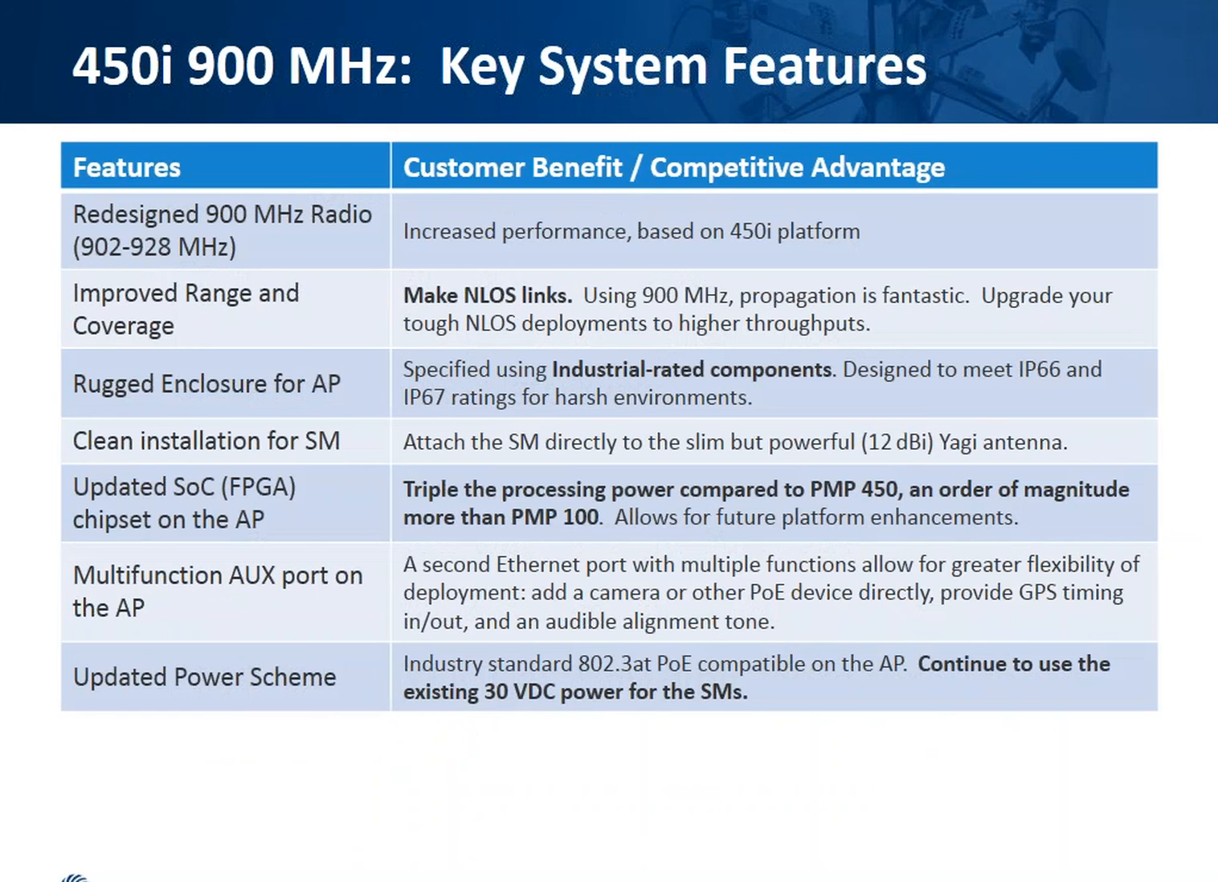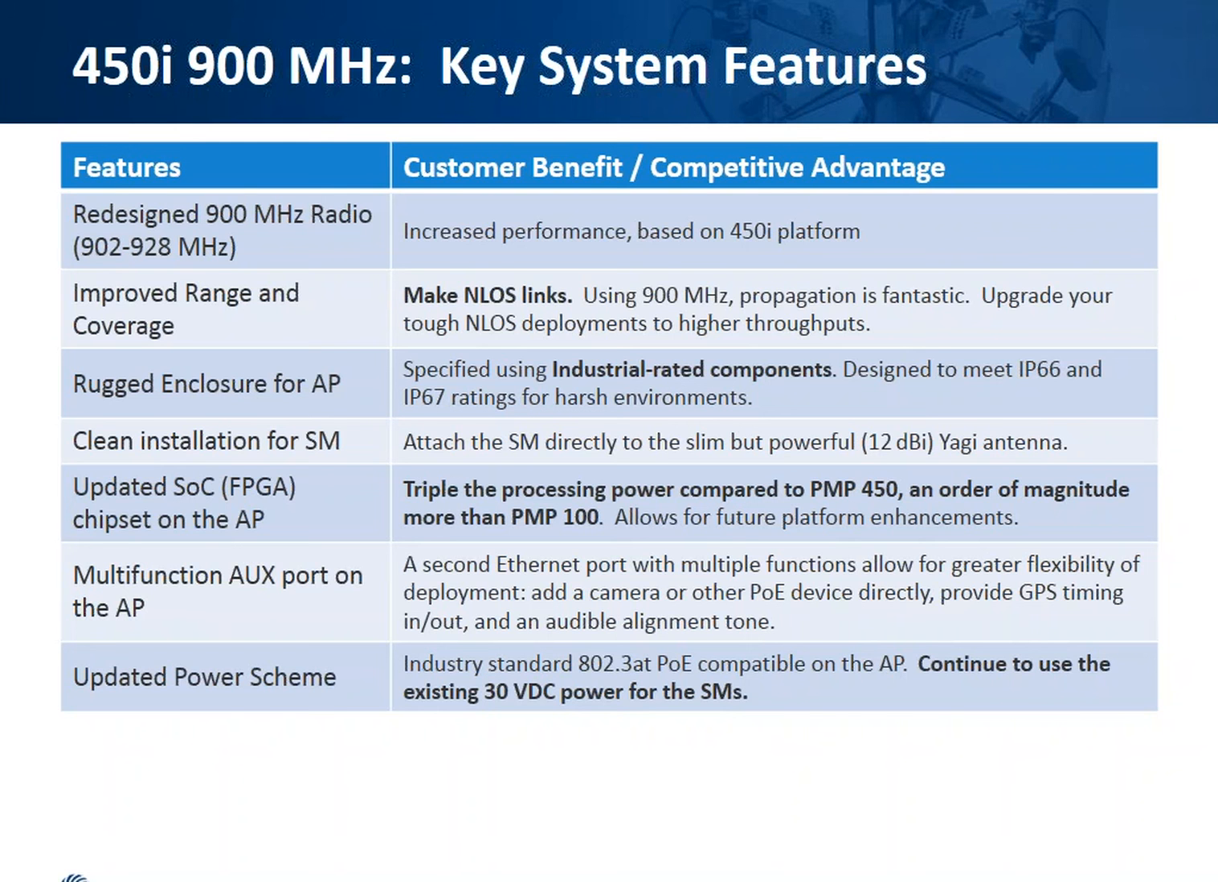So it's a redesigned radio. Really, we're increasing the performance based on the 450i platform. We've made significant advances to the platform. We have a 450i product in the 5 gigahertz range as well, and we are planning to do it in 3 gigahertz as well later this year. So we're moving forward with the platform advancements and moving to a 450i. With 900, you're improving your range and coverage. You can make those near and non-line of sight links. The propagation is really good. I'll talk a little bit more in detail about why that is with 900 megahertz. It's a rugged enclosure now.